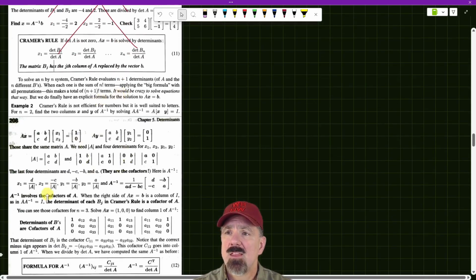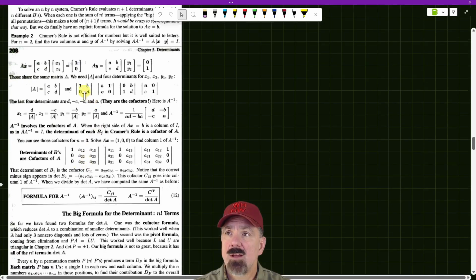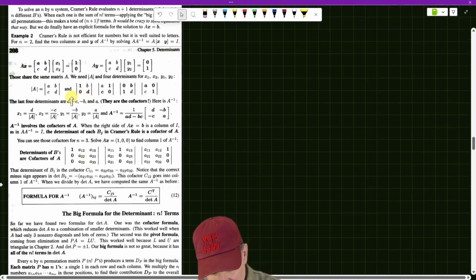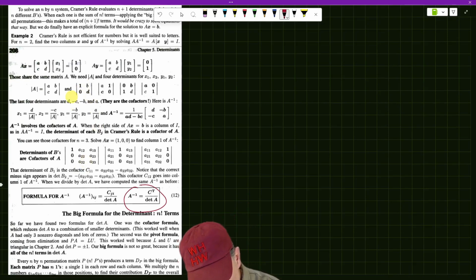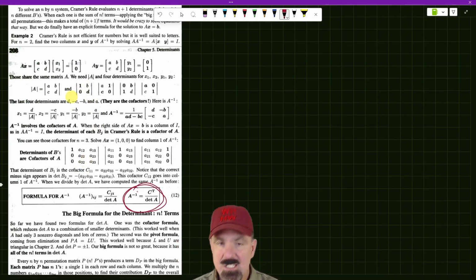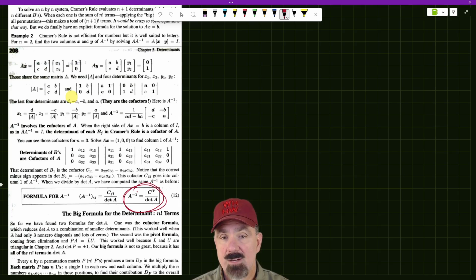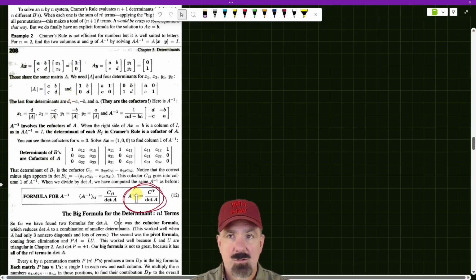And then there's a little bit more of this conversation about cofactors and specifically the formula that was presented last time, which has to do with the cofactor matrix, that adjugate matrix that we talked about. We don't use this to determine the inverse. Remember, our method for finding the inverse is to do Gauss-Jordan elimination.